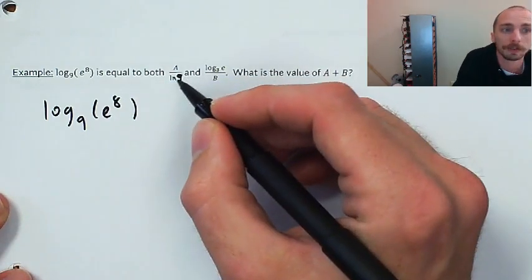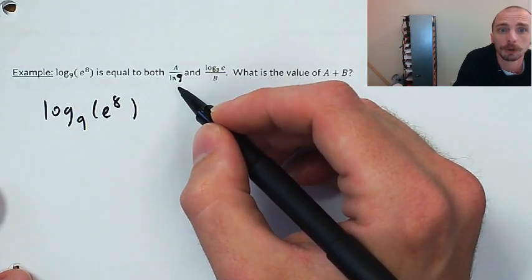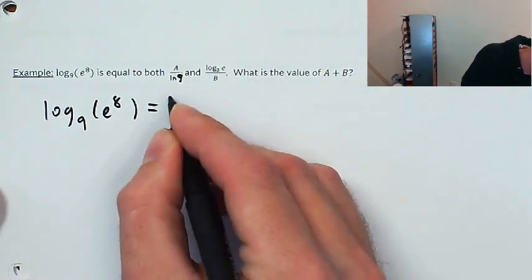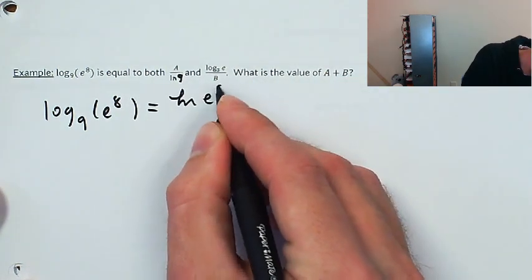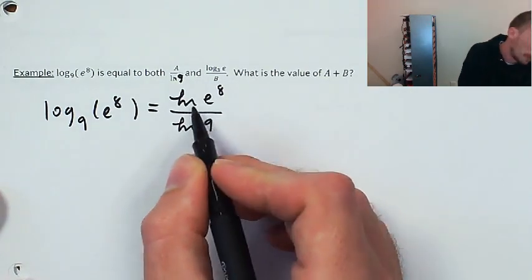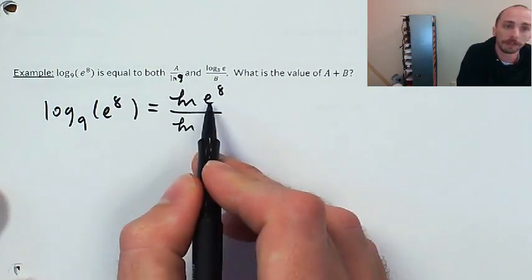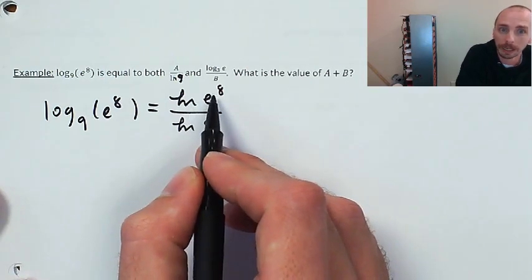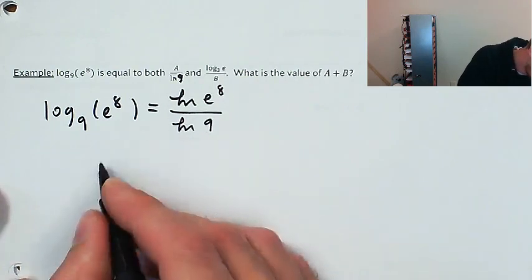If I'm going to try to write it as something divided by natural, I'm going to use the change of base formula and change it to natural logs. So this would be natural log of e to the 8 divided by natural log of 9. Okay, so that means that a is natural log of e to the 8, which is the exponent I put on e to get e to the 8, which is going to be 8.